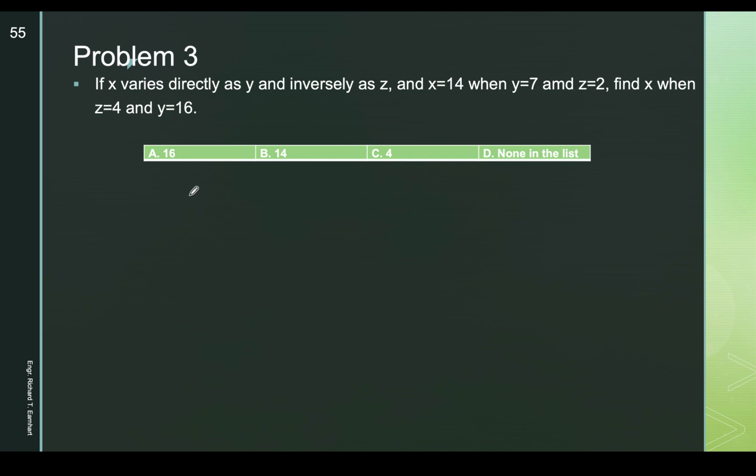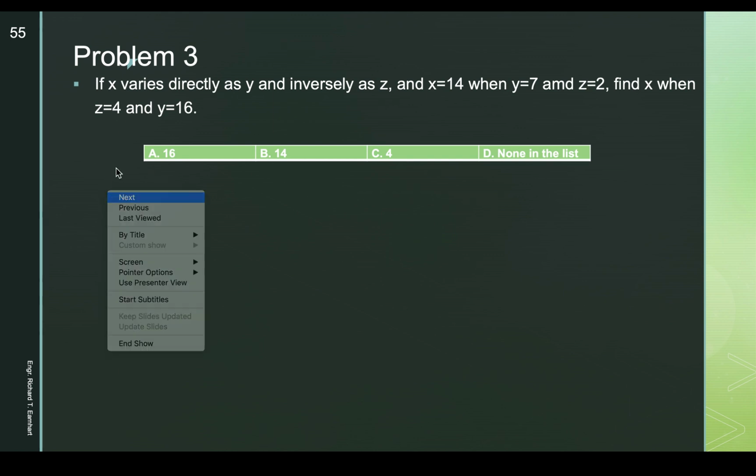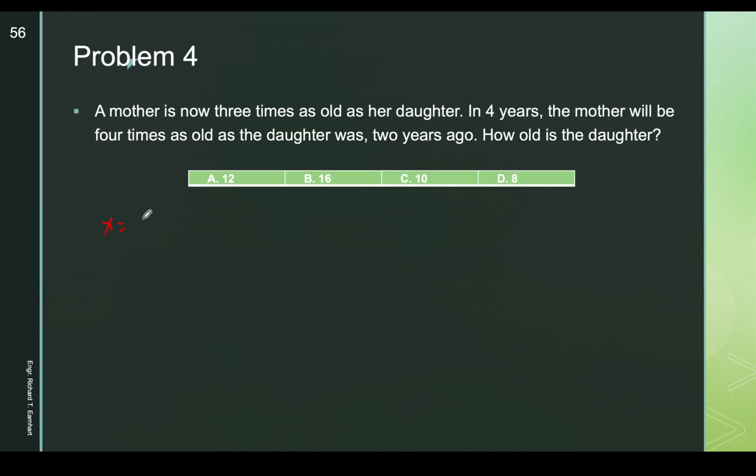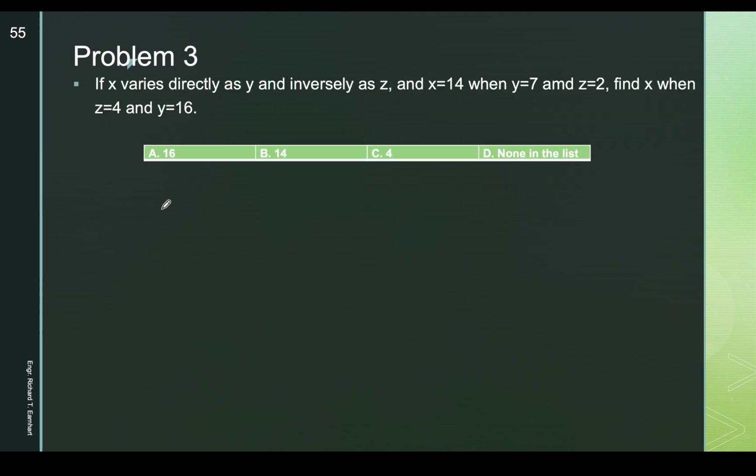So, let's say k is the proportionality constant that is directly proportional to y and inversely proportional to z. When x is 14, y is 7, and z is 2, we can compute for k. And k is 4.